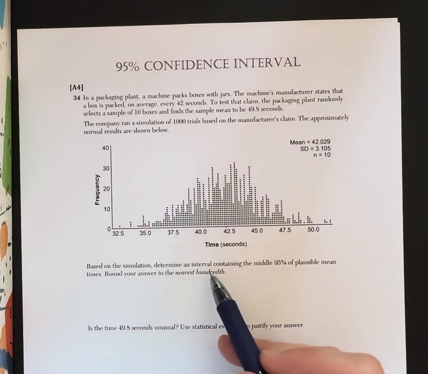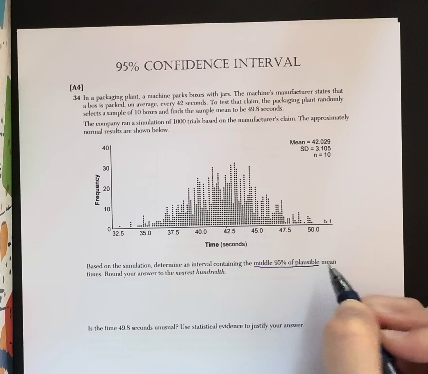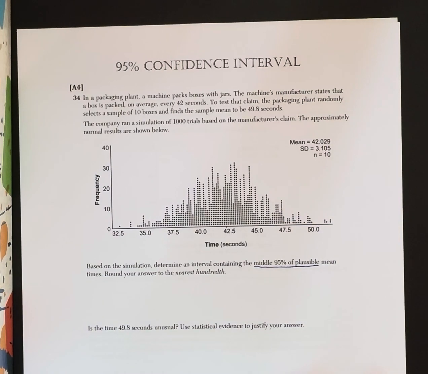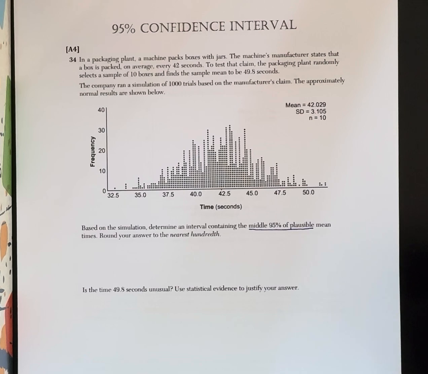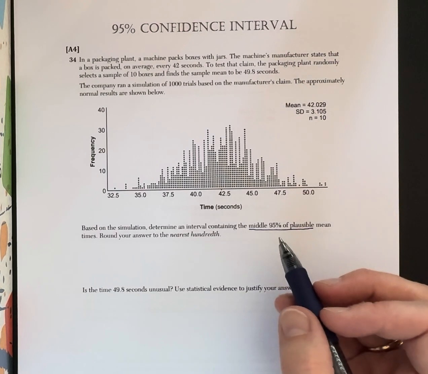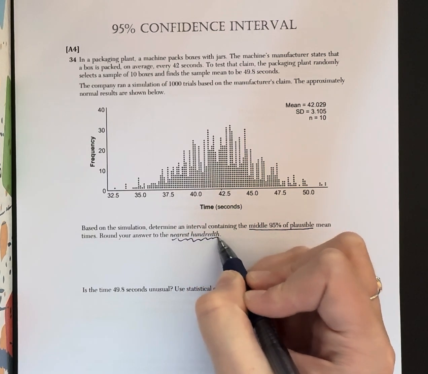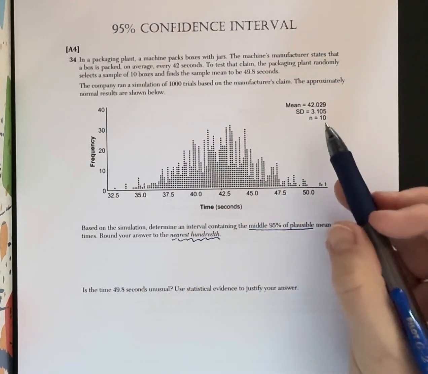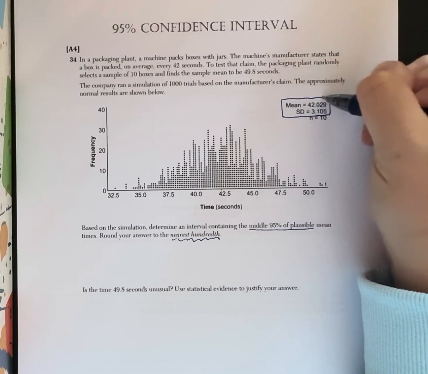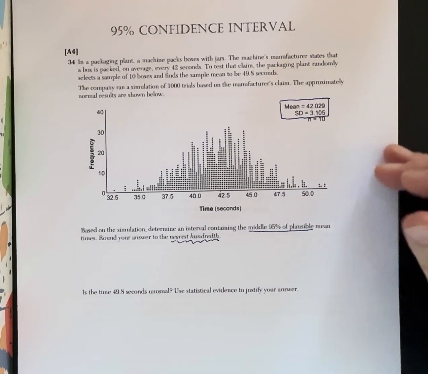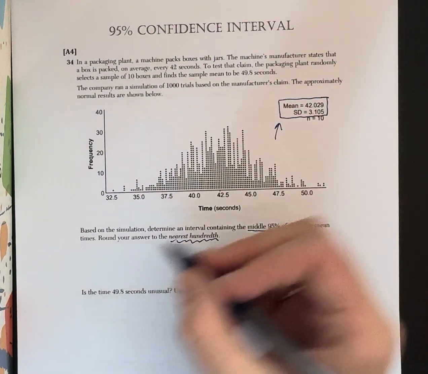Based on the simulation, determine an interval containing the middle 95% of plausible mean values. So this 95%, that's supposed to be confidence interval. Round your answer to the nearest hundredth. Okay, this one is the first one with rounding, so let's pay attention to that because we're going to use the mean and standard deviation to create our confidence interval. This is what we want to use. So we're going to take the mean.